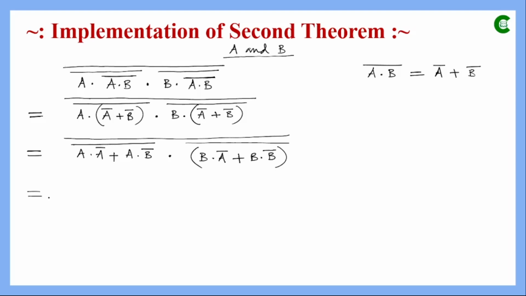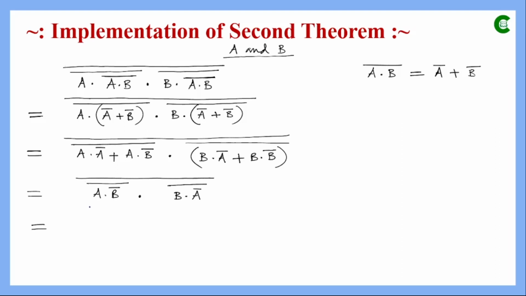What we can see here is that a AND a bar will be 0, and what is left behind is a AND b bar, and then we have this bar. From here, b AND b bar will become 0. So from the second expression we will have b AND a bar, and on the whole operation we will have this NOT operation. Next we will simplify as per the Boolean theorems.